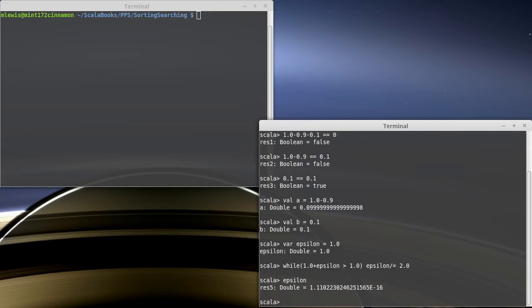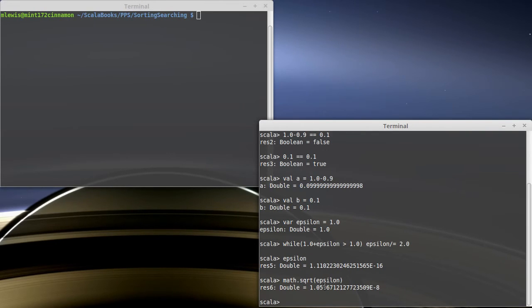Basically, we definitely can't trust anything down at that level. If you're doing lots of calculations, a standard approximation for what you should really trust is the square root of that. And for doubles, that happens to be about 1e minus 8.